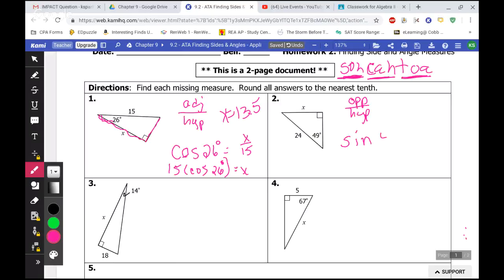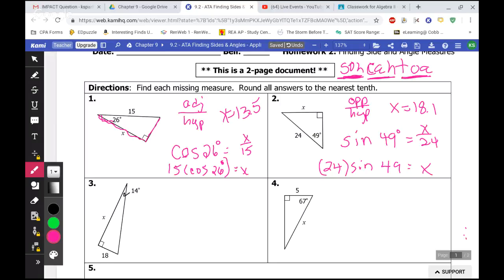Sine 49 equals, and then you just plug in what you know, x over 24. So then to solve for x, you multiply both sides by 24, and then the rest is just calculator work. So you just plug in your calculator, 24 times sine 49, enter. 18.1. Yep, that's it.